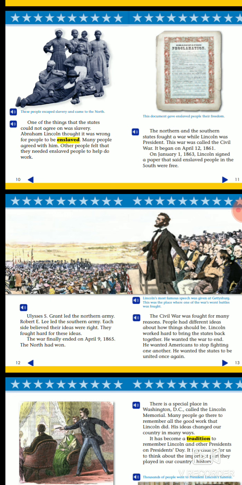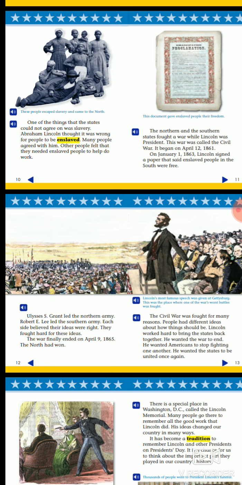The northern and the southern states fought a war while Lincoln was president. This war was called the Civil War. It began on April 3, 1861. On the 1st of January 1863, Lincoln signed a paper that said enslaved people in the South were free.